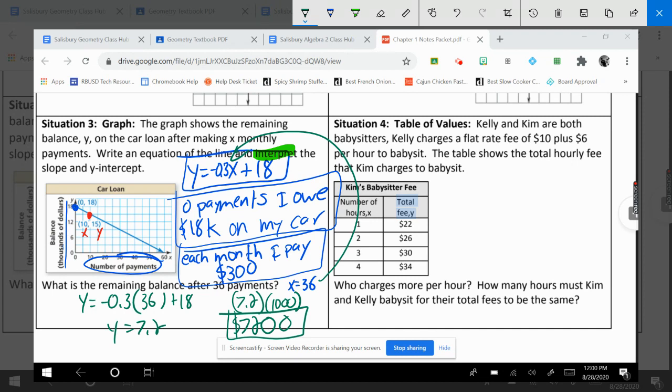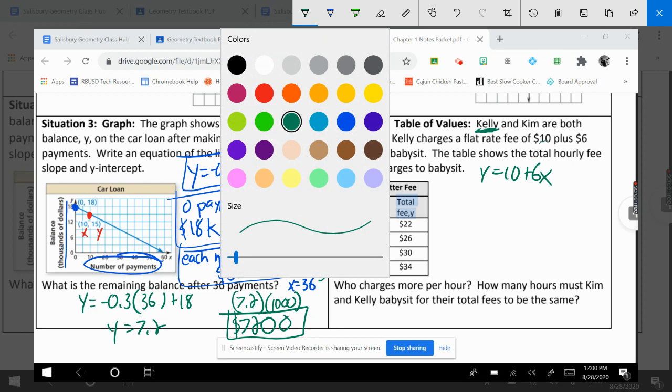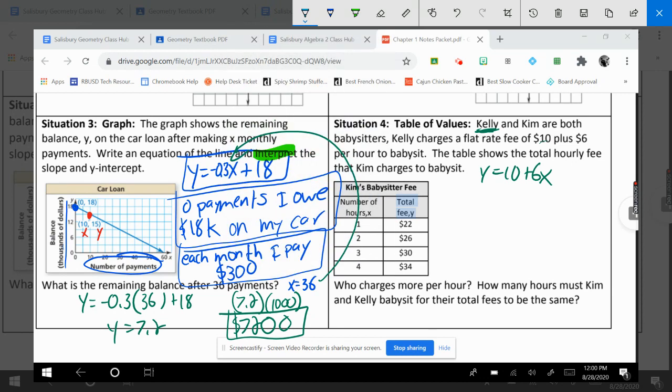So we don't have to see who charges more, or who charges more per hour. How many hours must Kim and Kelly babysit for their fees to be the same? Well, this is Kim's babysitting fees, and then Kelly is just a straight equation: $10 plus 6 per hour, so 6x. So y is equal to 10 plus 6x, and that's Kelly. I underlined her in green. Blue is going to be Kim.